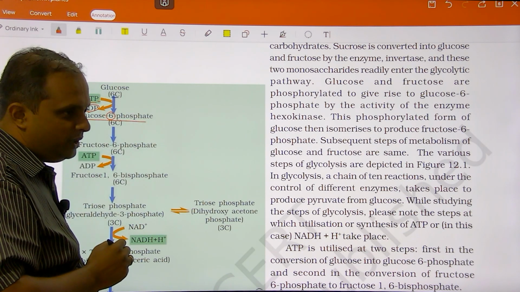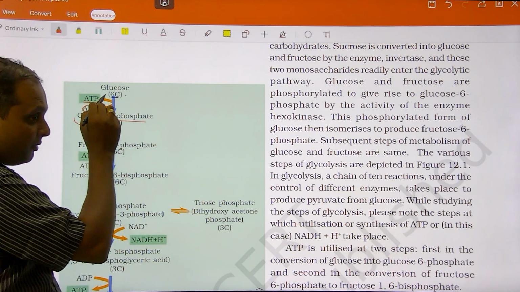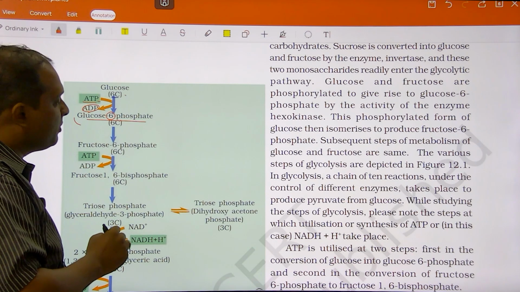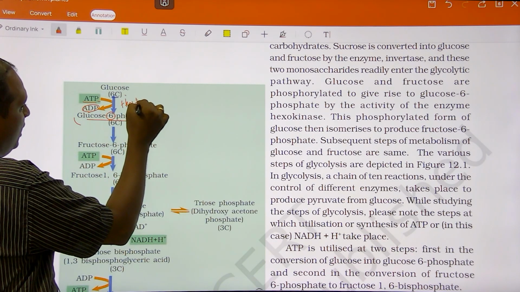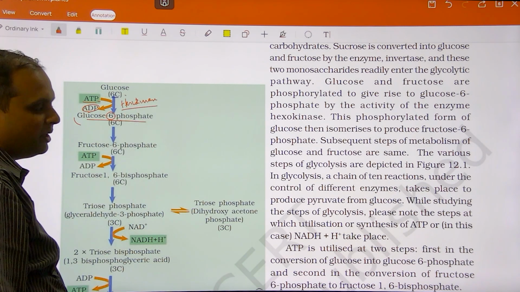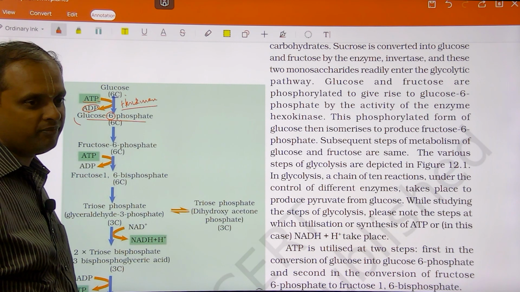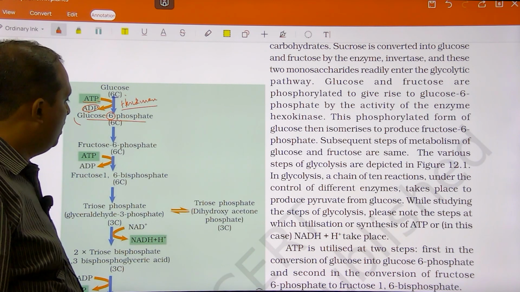Is that clear? There is a phosphate difference here also. 6 is the position number of the carbon, right? The enzyme is going to be, you can write it in your book, hexokinase. Some enzymes are important. Hexokinase. Is that clear? Right.